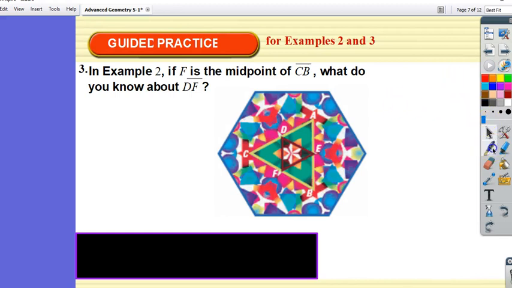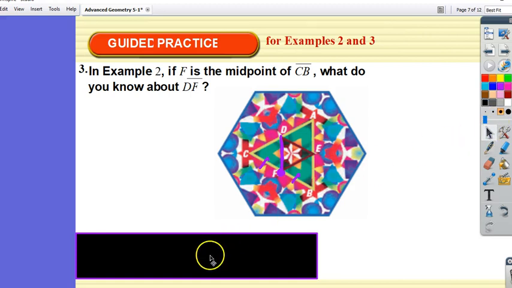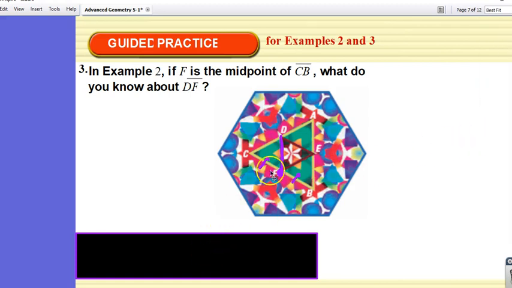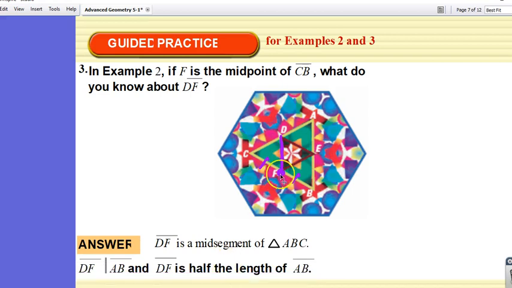Okay, in example 2, F is the midpoint of CB, breaking it into 2 equal parts. What do you know about DF? This is a midpoint. What do you know about DF? If this is a midpoint, what is DF? It's a midsegment, therefore it's parallel to AB, right? It is half the length of AB.